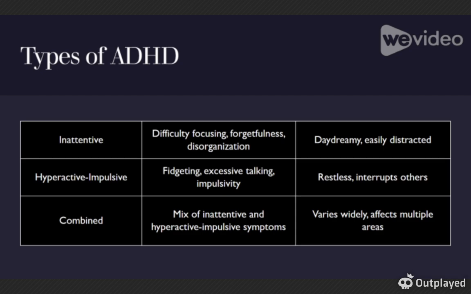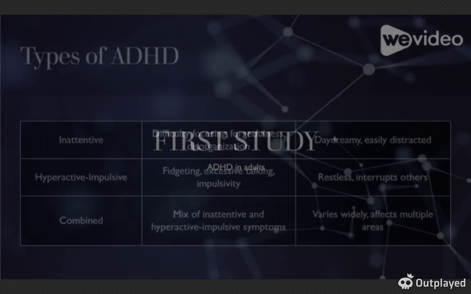Hyperactive impulsive ADHD. People with this type of ADHD tend to fidget excessively, talk excessively, and have extreme impulsivity. These people tend to be restless and interrupt others. Combined ADHD, which is a behavioral condition that involves both inattentive and hyperactive impulsive ADHD. These symptoms may vary and affect people in various different ways.